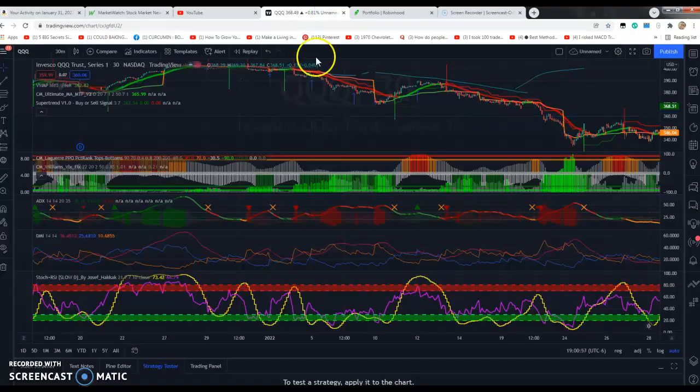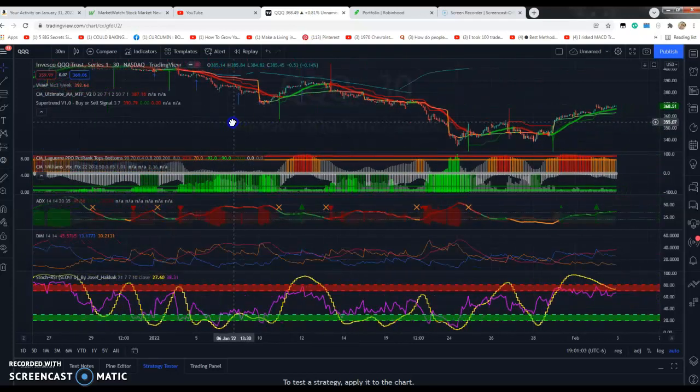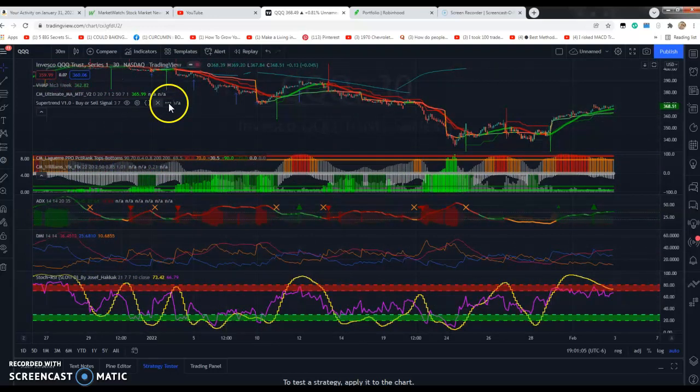Okay, I wanted to go over a few things on how I trade and how to keep it to about 90% accuracy. So let's look at this chart here, and I'm going to take off all these things and just strip it down to just the chart itself.